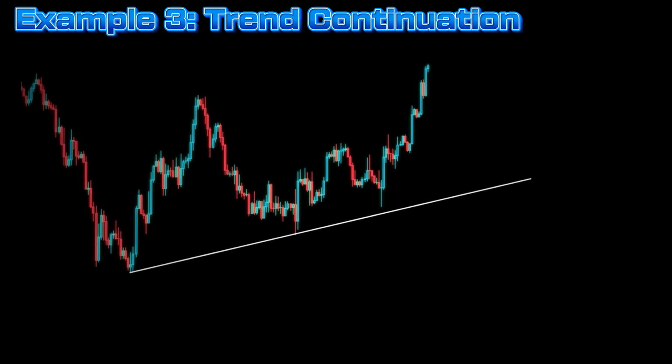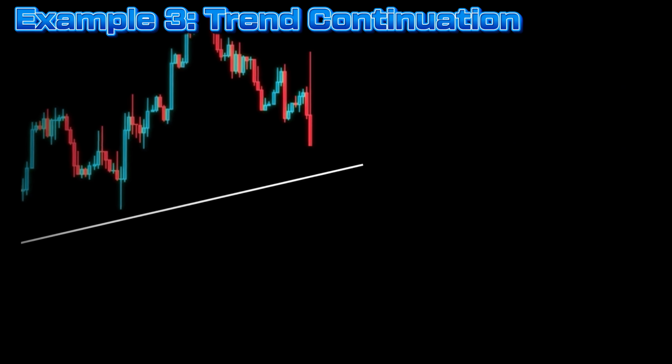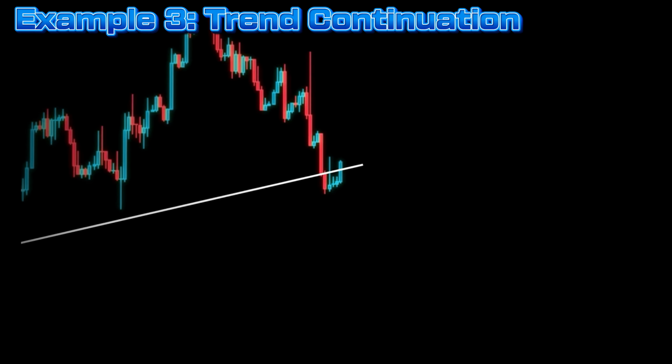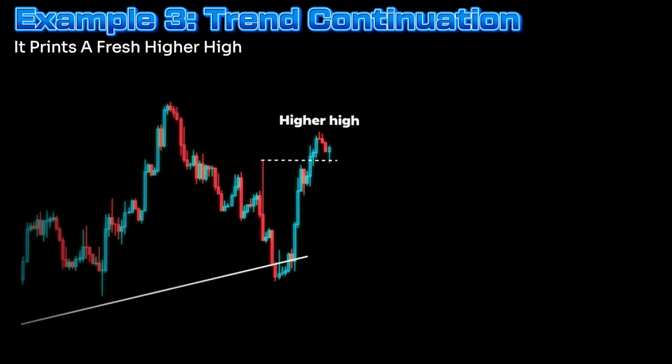As price revisits the trend line, it dips slightly beneath it. However, the move completely lacks downward momentum and energy, the exact opposite of what we look for in a true breakout. As we monitor the price action for a rejection signal, a powerful bullish engulfing candle prints. You can scale into a long position here or wait for further validation. As the market accelerates upward, it prints a fresh higher high, providing ironclad confirmation of the bullish trend.